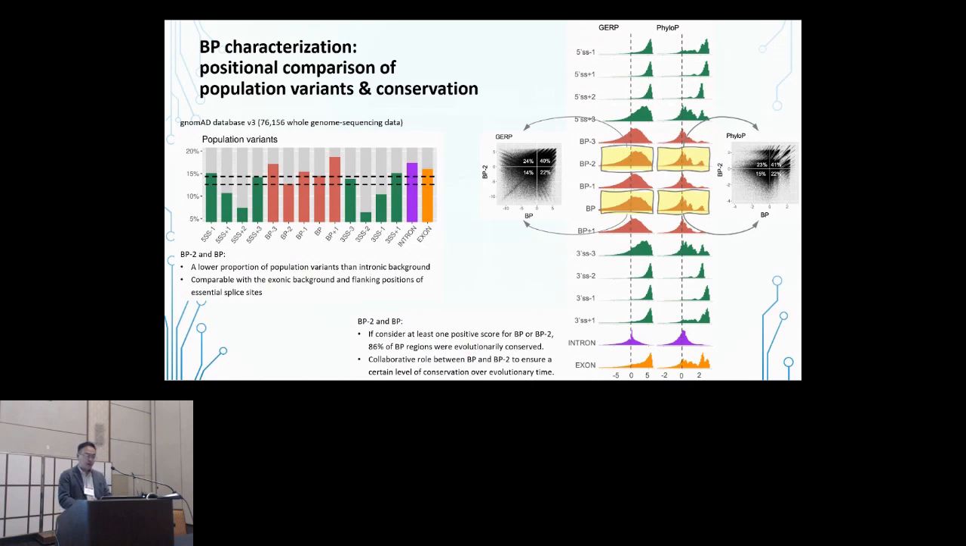An interesting finding here is that the BP and BP minus 2 positions are really interesting. When we put them together and measure at least one position from BP or BP minus 2, about 86% of the BP regions are evolutionarily conserved. This may hint at a collaborative role between BP and BP minus 2 to ensure a certain level of conservation over evolutionary time. And the intronic positions are mostly gathered around 0.